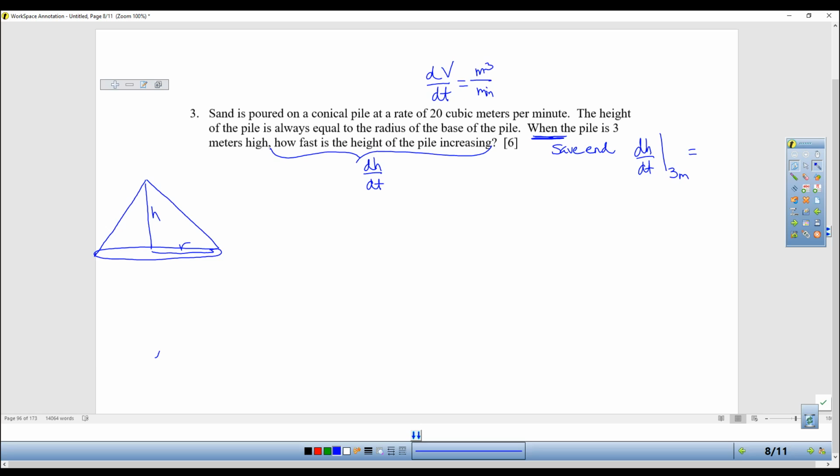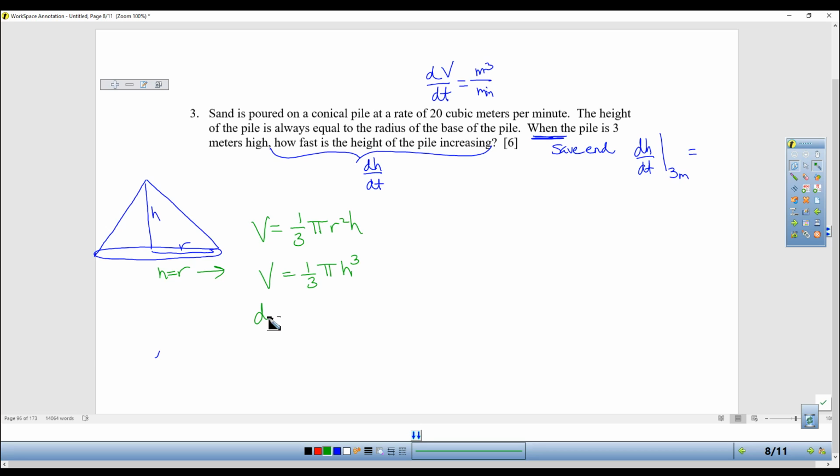So I have 2 pieces of my chain rule. What am I missing? I'm missing my main equation. So my main equation is the volume of a cone, 1/3 pi r squared h. I can't have 2 variables. I do need to keep the h, but fortunately, much easier than the last one, h and r are always the same. So I actually can change this, h is equal to r, to just volume is equal to 1/3 pi h cubed. Wasn't that handy?